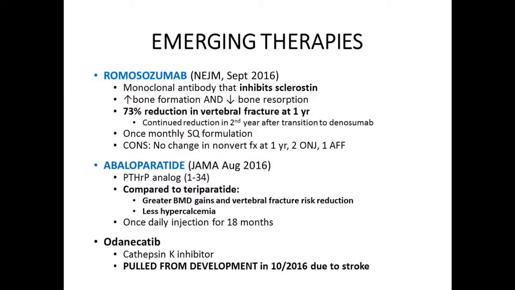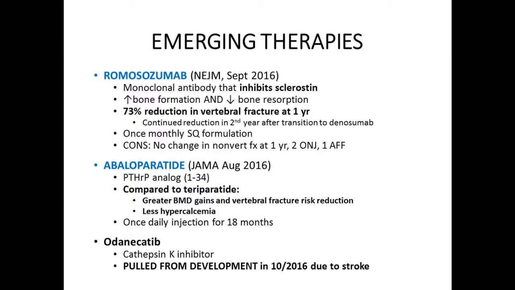And even at 1 year, you saw 2 ONJ and 1 AFF. To me, that's pretty scary. We'll see how that translates. Abaloparatide is another PTH analog that actually has hip data, which teriparatide doesn't. So maybe there's a market for that there. And the last drug, unfortunately, I was excited about, but it was pulled from the market. Pulled from studies just a few months ago for stroke data.